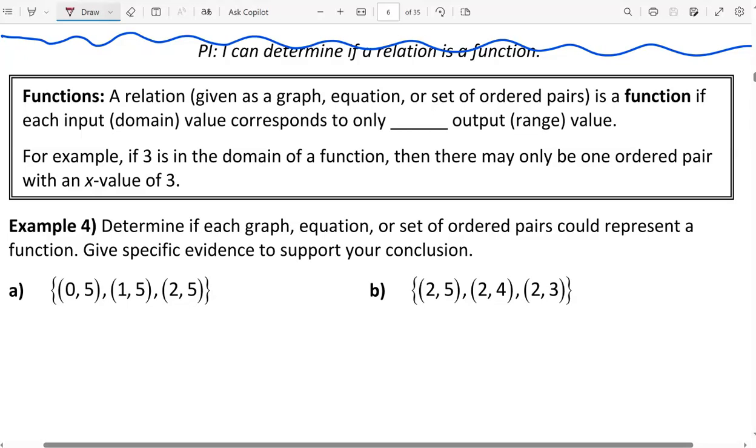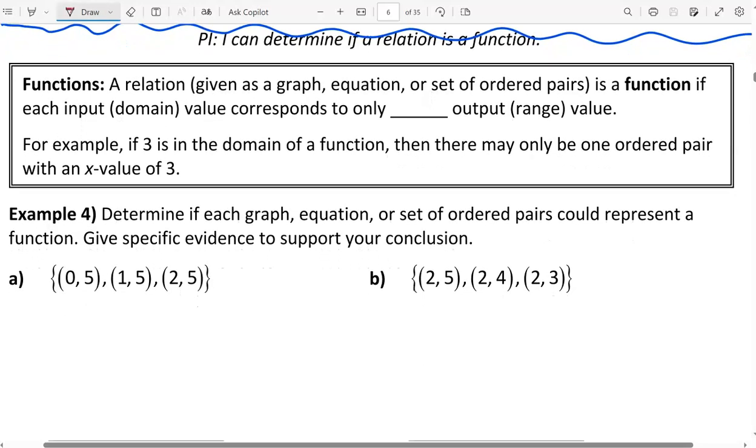We are picking up where the video left off, and we're going to talk about when a relation is a function. A relation can be a graph, an equation, or a set of ordered pairs that's a function if every input or domain value, or x value, corresponds to only one output or range or y value. For example, if x equals 3 is in the domain of the function, then there may be only one ordered pair with an x value of 3. In other words, 3 can't correspond to more than one y value.